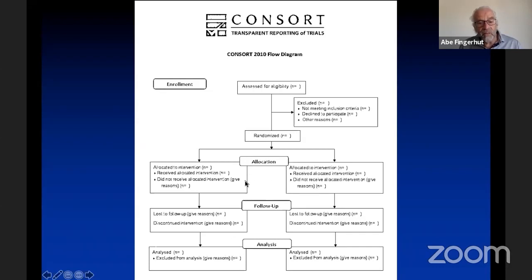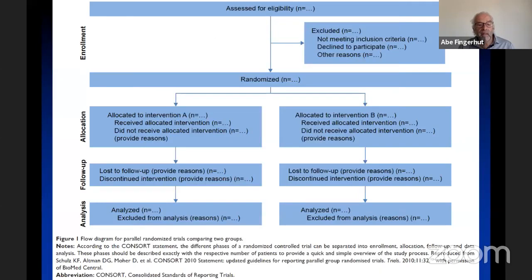And at each time point, how many actually received what they were supposed to receive, how many were lost to follow up, why they were lost to follow up, how many were available for analysis, and those that were not analyzed. So this CONSORT flow chart is something we use every time we have at least two groups in our description. Here's an example. And this is very often the first figure that we use to accompany our description. Once again, the enrollment, the allocation, the follow-up, and the analysis.